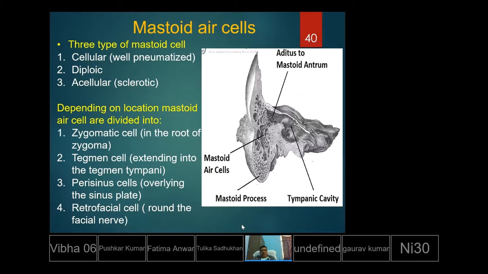Now, depending on the location of mastoid air cells, we can divide them into different parts. Means mastoid air cells are of different types according to their sites. For example, at the root of the zygoma, the cells are known as zygomatic air cells. Similarly, if they are present in the tegmen, they are known as tegmen cells. Perisinus cells means overlying the sinus plate, sigmoid sinus plate. Retrofacial cells are present around the facial nerve.